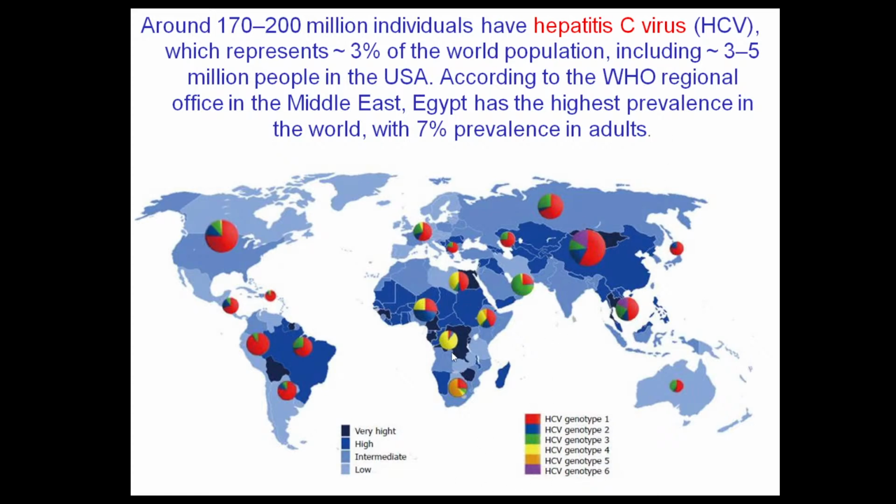But then you can see here that the distribution of different genotypes is also not the same. The most common is genotype 1 in the Russian Federation, in the United States and North America, and South America also, but not in Africa, where genotype 4 is the most common. Then genotype 3 is also found almost everywhere except for particular places in Africa.